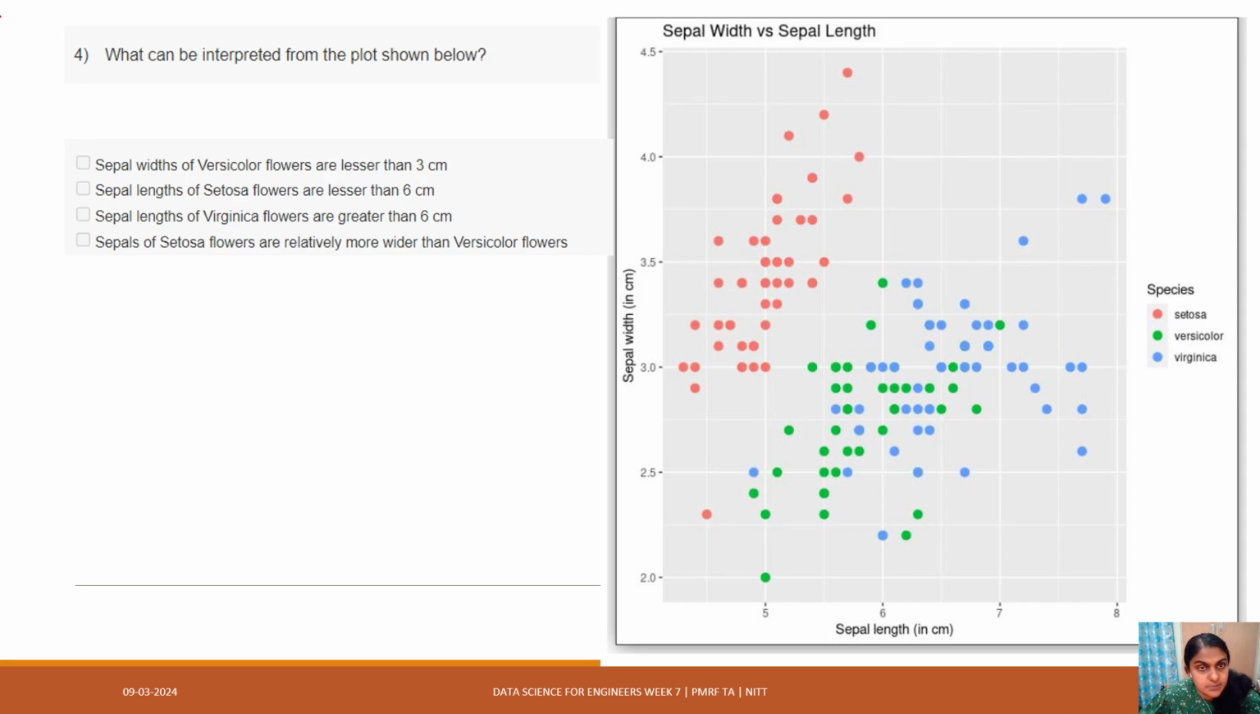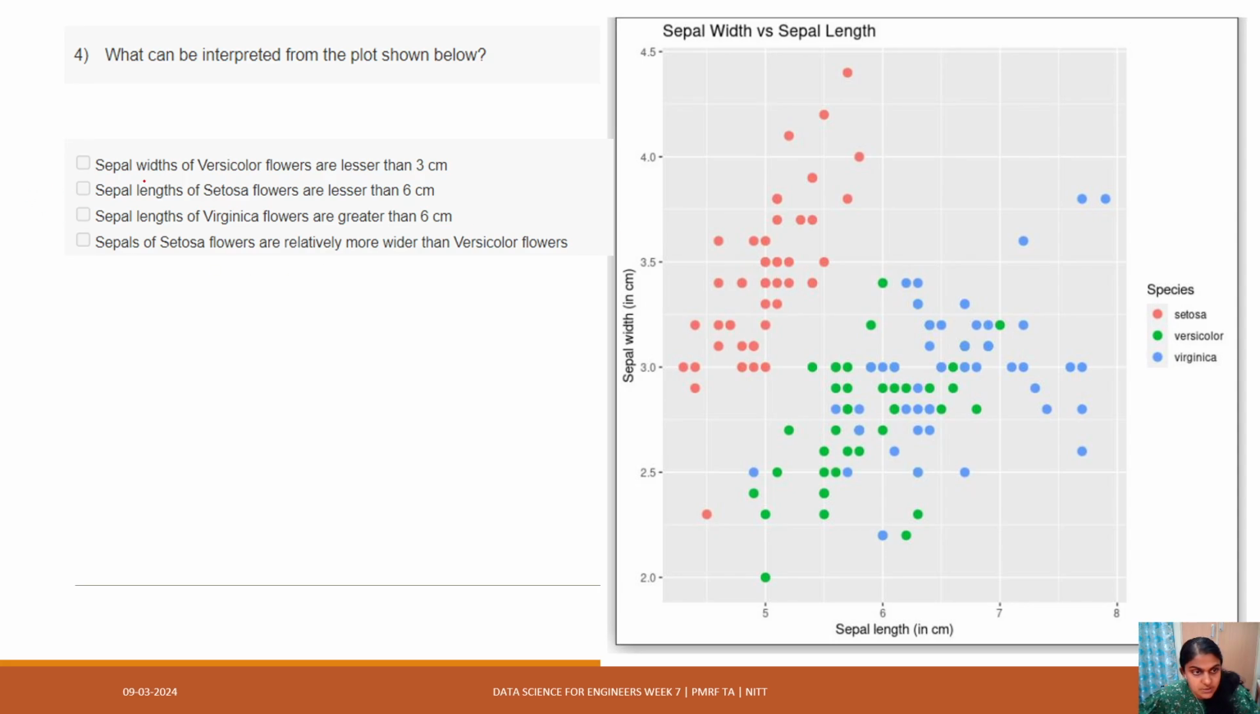Now, what can be interpreted from the plot shown below? I think you can just see the plot here. This plot is a big plot, so you can see what you can infer from this. You can put the answers in the chat window. Actually we should be looking at the sepal width, because the plot given is between sepal width and sepal length, and the options are also like that. They speak either about the sepal length or sepal width of different species. So you can just look at the plot and draw the conclusion.